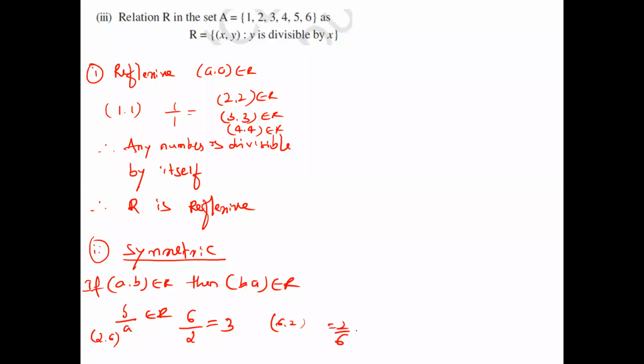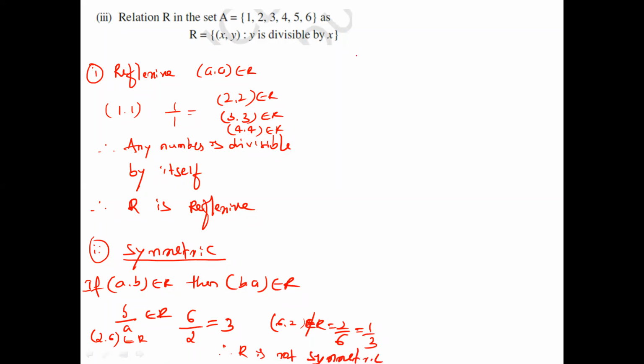(6, 2) means 2 by 6. 2 by 6 is nothing but 1 by 3. 1 by 3 is not completely divisible. Divisible in the sense completely, not in the fraction or decimal value. Now, (2, 6) belongs to R. But what about (6, 2)? (6, 2) does not belong to R. Therefore, R is not symmetric.